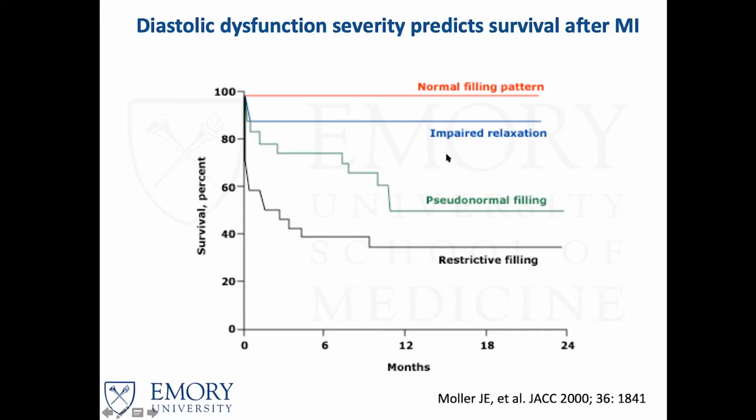And you can see that the patients who had a normal filling pattern or impaired relaxation, grade 1 diastolic dysfunction, had much better outcomes than people who had grade 2 or more diastolic dysfunction. And this is regardless of EF and everything else. This is very important, very compelling data.